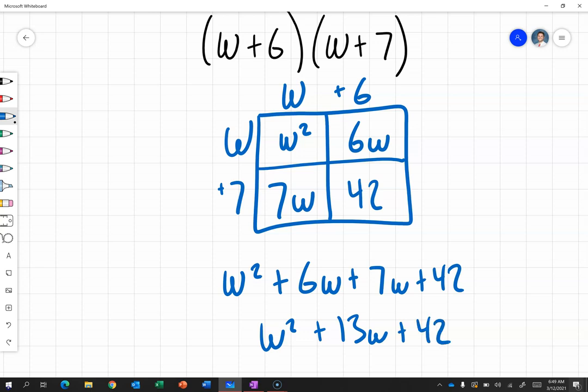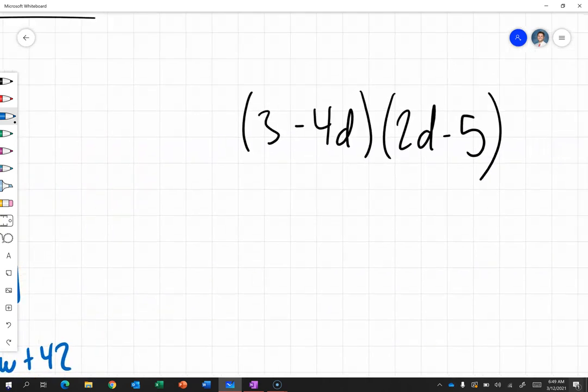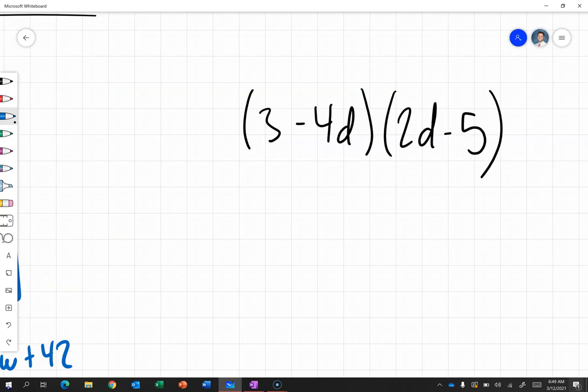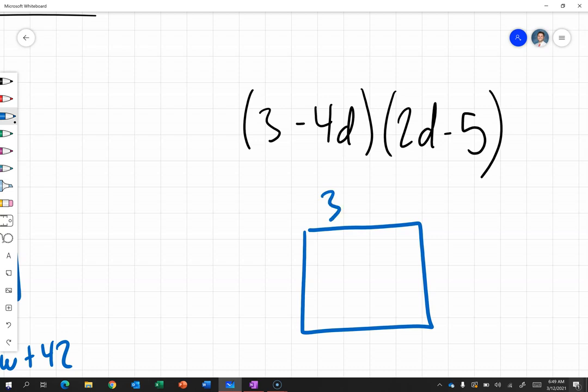Let's look at another example here. So we have 3 minus 4d times 2d minus 5. Remember, when you've got subtraction, make sure you have that negative sign, because that will impact your final result. All right, so we have 2d times 3.